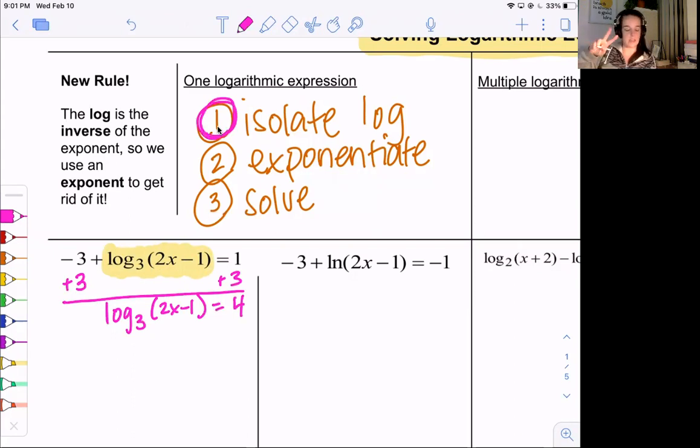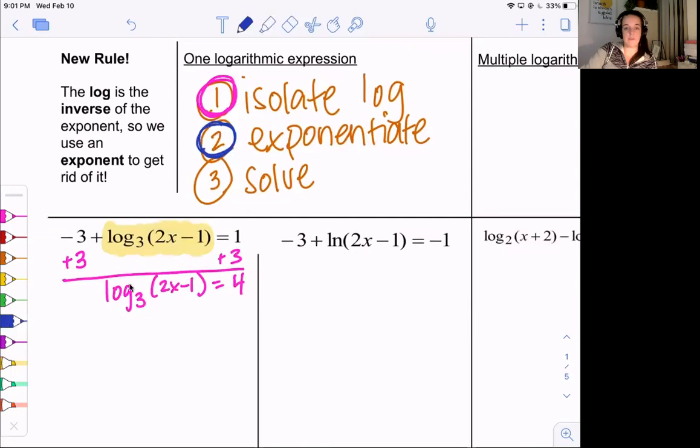So step 2 is the new rule, which is exponentiating. That's the word I'm using, which basically says that if you have a base of 3, then you can get rid of the log by doing 3 to the power of this entire thing. That's going to cancel the log base and the exponent and just drop out what is left. But you have to be careful, because you can't just do it to one side. You have to do it to both sides since it's an equation.